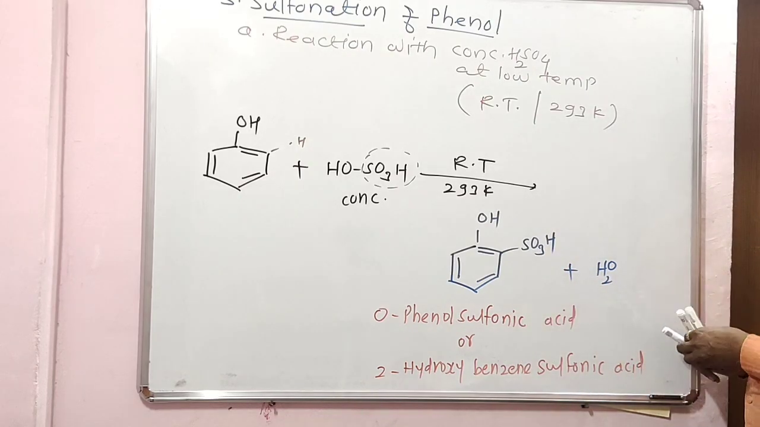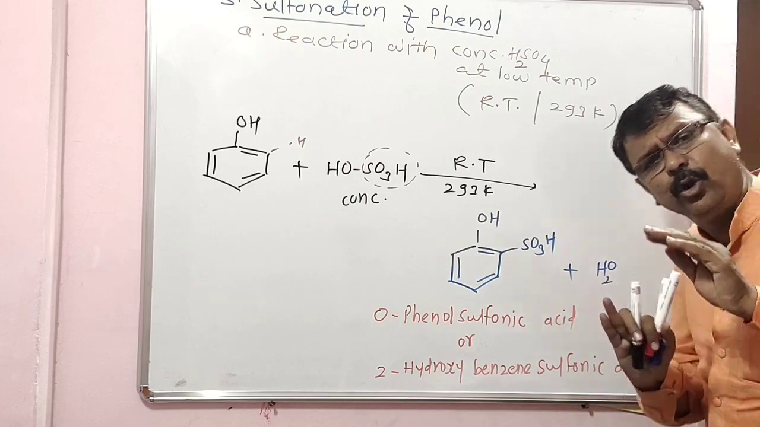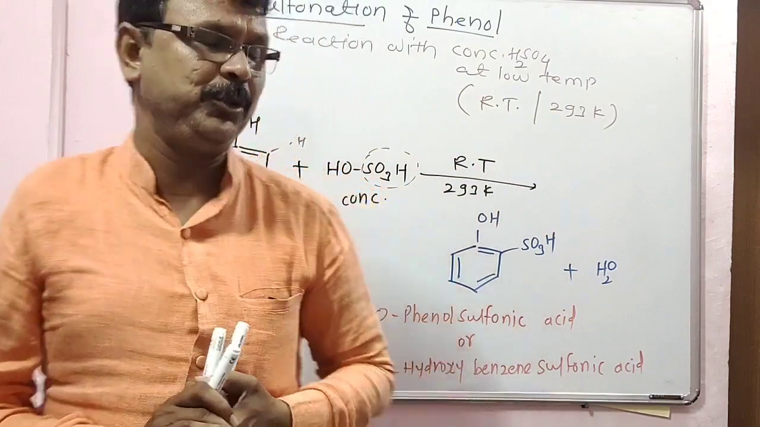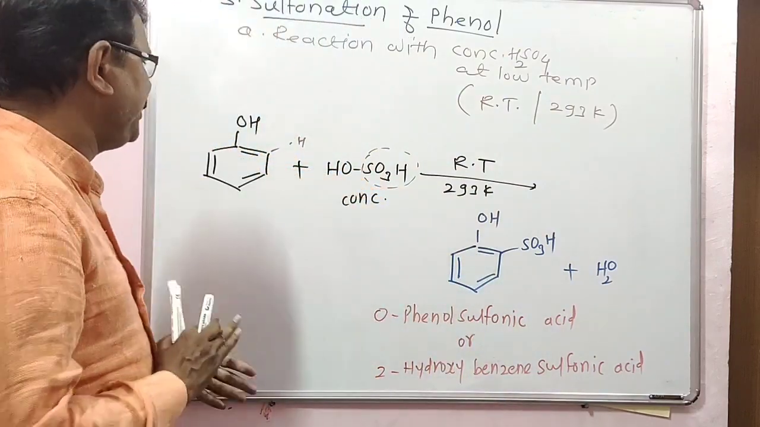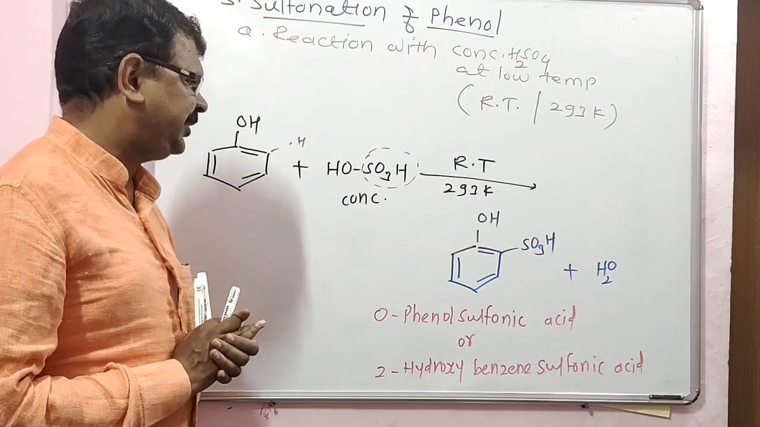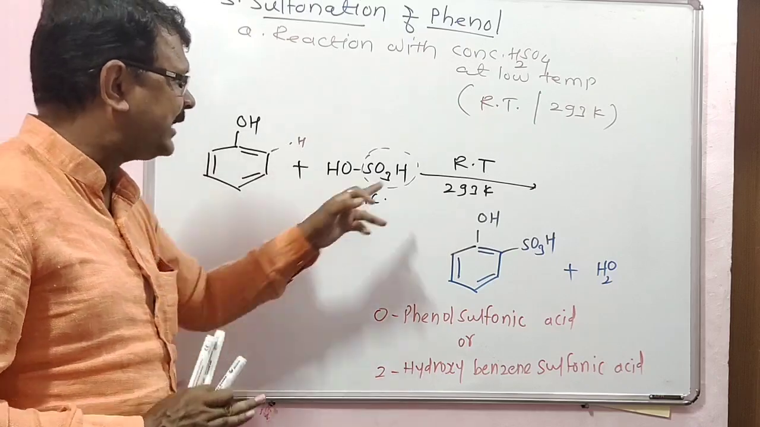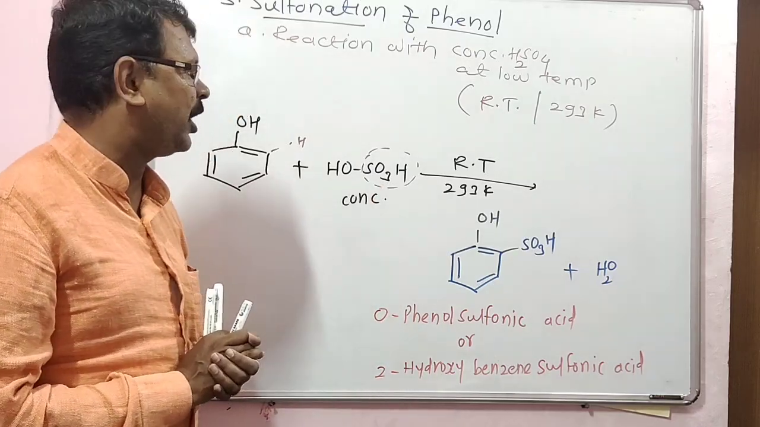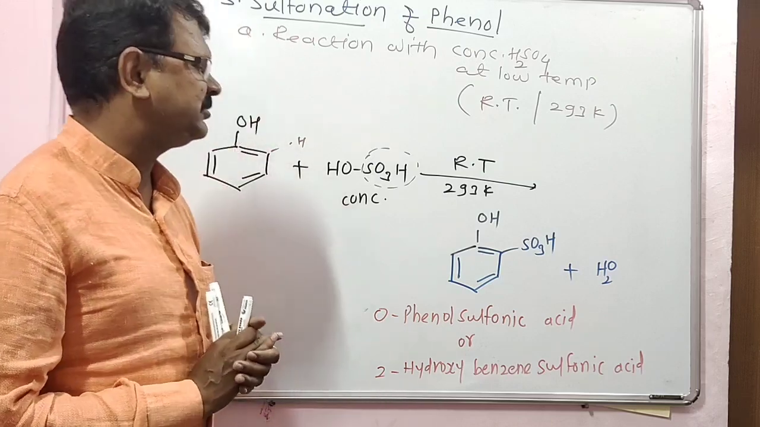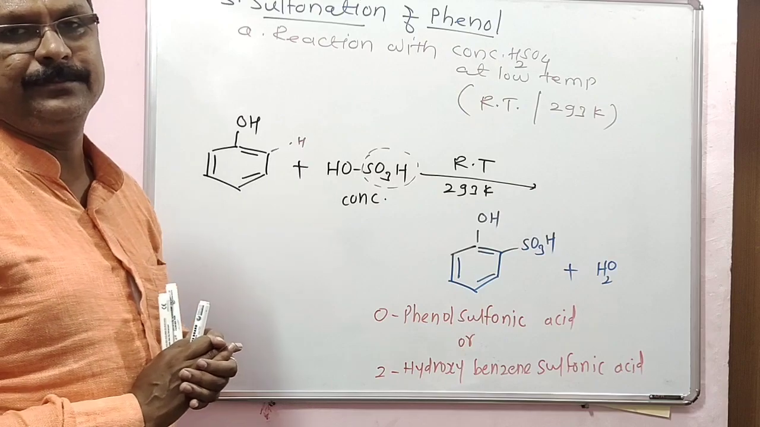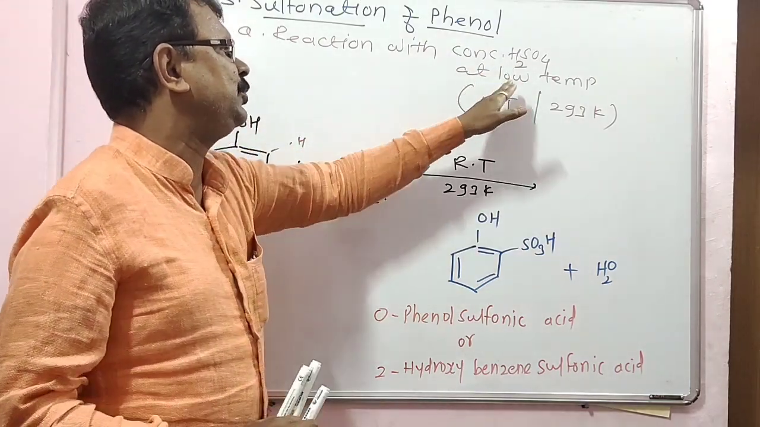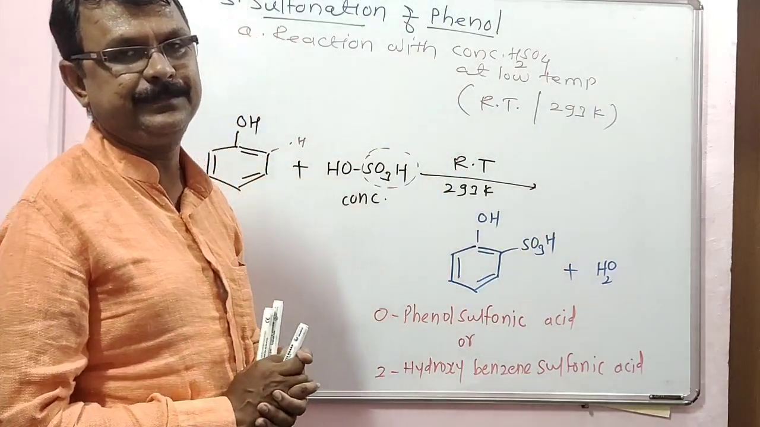Look here, at a low temperature the product is at the ortho position. Repeat: phenol reacts with concentrated H2SO4 at 293 Kelvin or room temperature. It gives orthophenol sulfonic acid. That is the reaction with concentrated H2SO4 at low temperature.